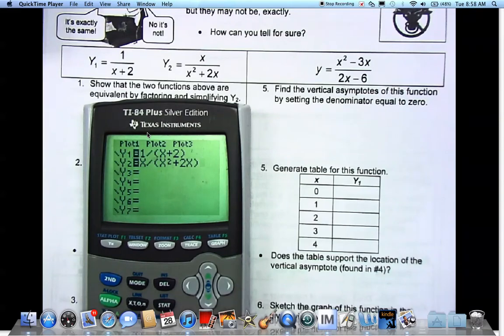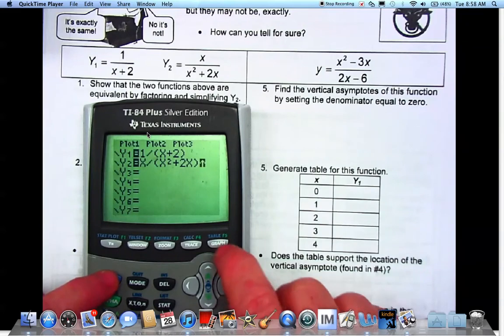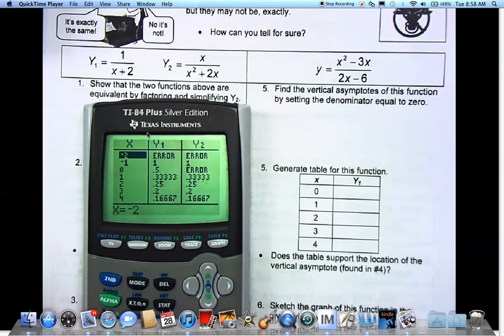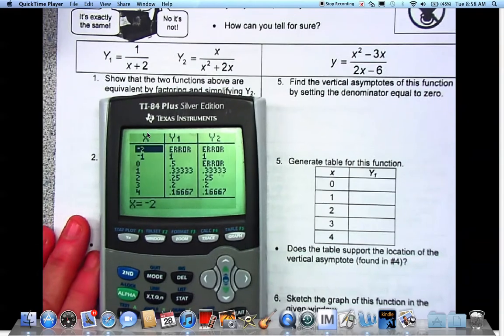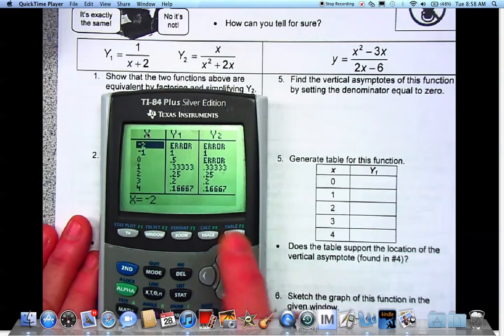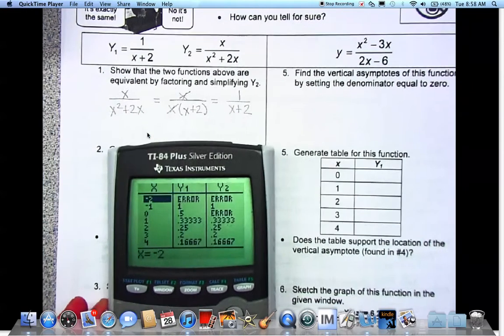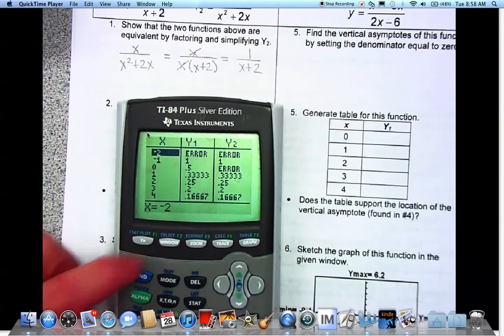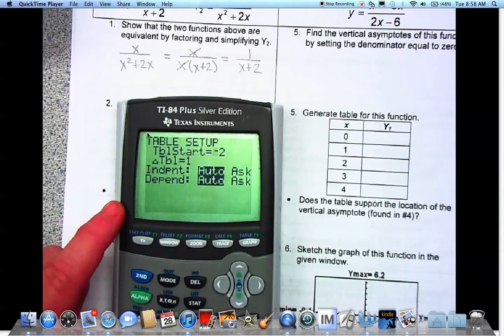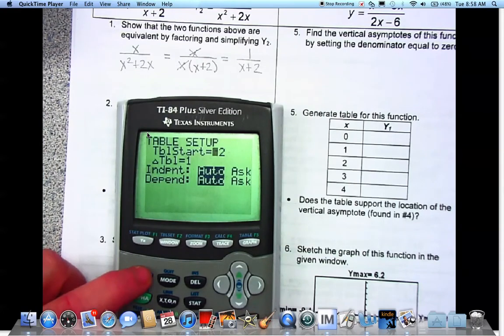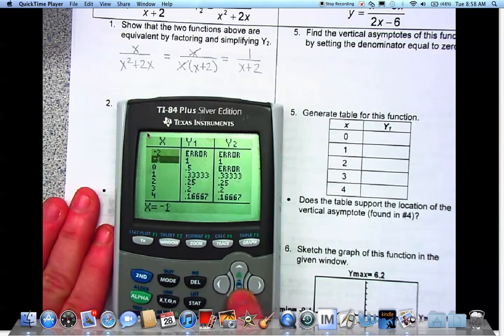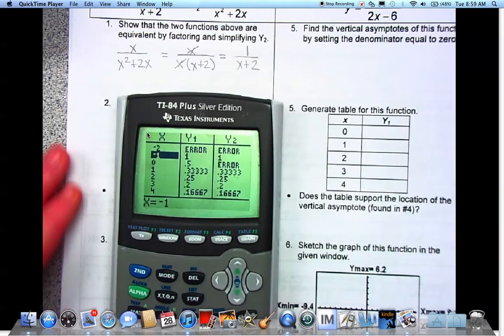Okay, and then we want to go to the table. They're not the same. So let's go to second table. And if you don't have this, you might be on ask instead of auto, so you might need to change it back. How do you change it back? Go to second window, second table set, and put it on auto. What if they're both on auto? That's what you want. You want them both on auto.